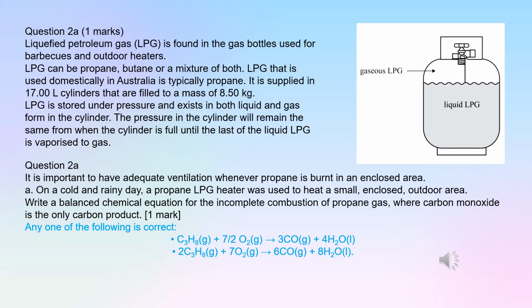Write a balanced chemical equation for the incomplete combustion of propane gas. The incomplete combustion of propane gas produces carbon monoxide and water. The fractional coefficient is okay. Don't forget the state of each substance. Under SLC, water is liquid.